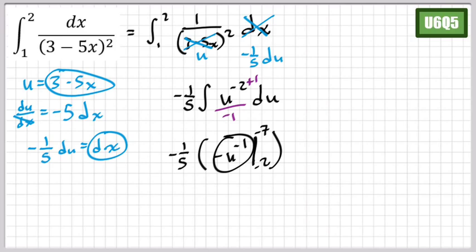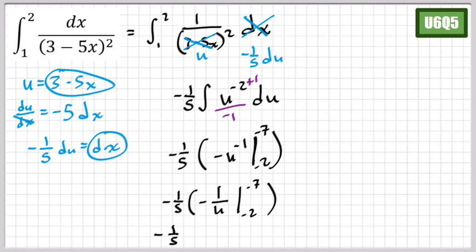Now this looks nicer a different way. So I'm going to go ahead and rewrite it. Negative 1 over 5, negative 1 over u. And then I'm going to plug in negative 7 and then negative 2. And then I'll be done. Oh my gosh, I'll be done. About time. All right, so I have 1/5 times negative 1 over negative 7, minus negative 1/5 times negative 1 over negative 2. These become positive, and then I have to multiply stuff out.